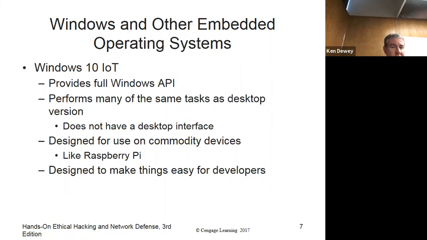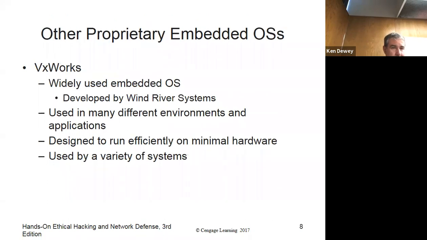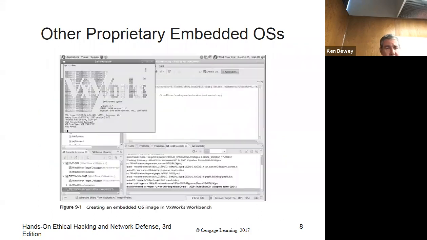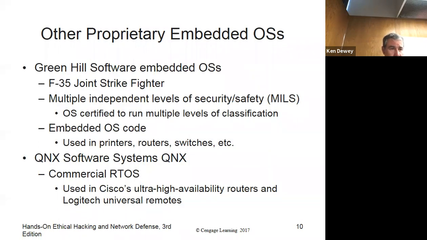All right. So it's designed for devices like the Raspberry Pi to make things easier for developers. I don't know much about all of these, but there's VxWorks. There's just lots of different ones out there. Here's a picture of that one. I've never played with this one. QNX. There's also Green Hills. Now, they talk about the F-35 strike fighter.